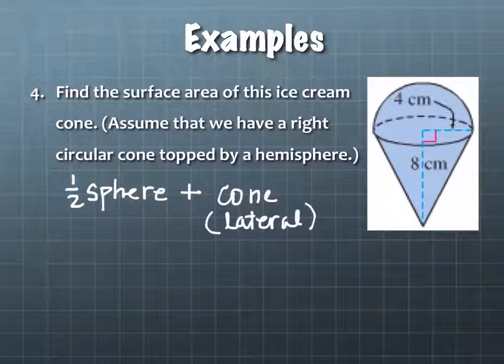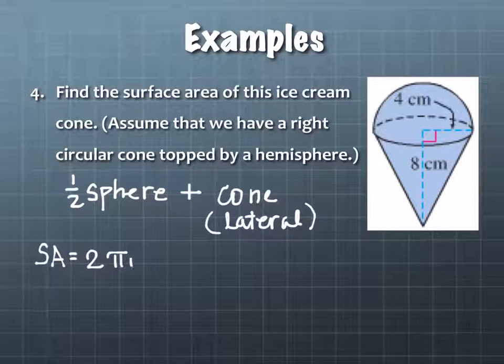So what is the formula for the surface area of a sphere? We just did it. 4 pi r squared. So what will be our part of that we need? Yeah, divided by 2, so it'd be 2 pi r squared, right? Because we just have a half sphere on top.